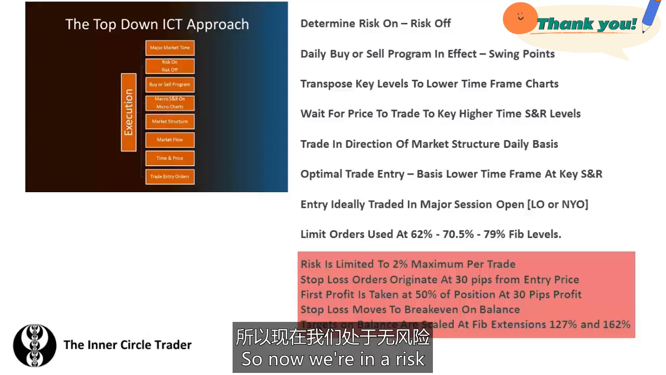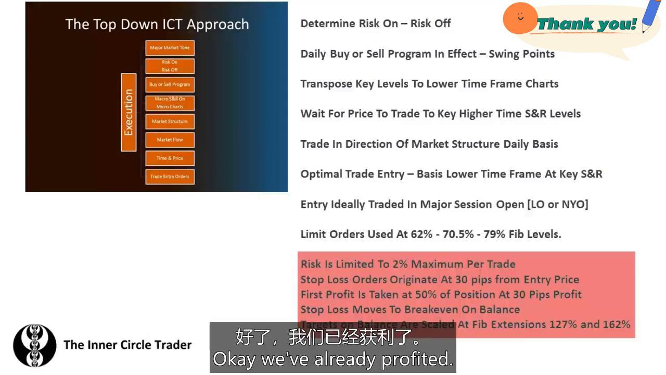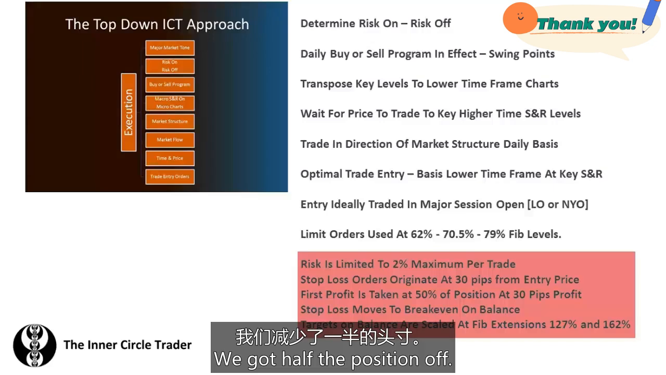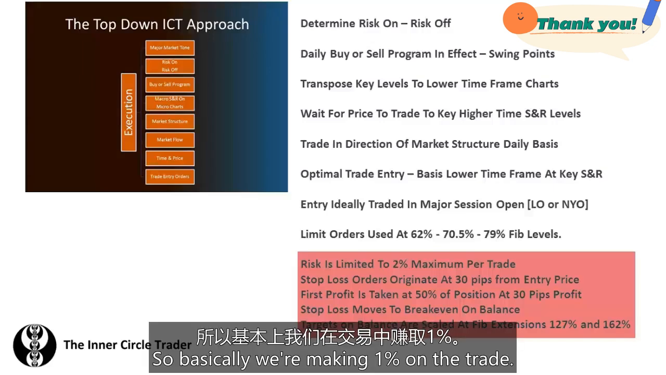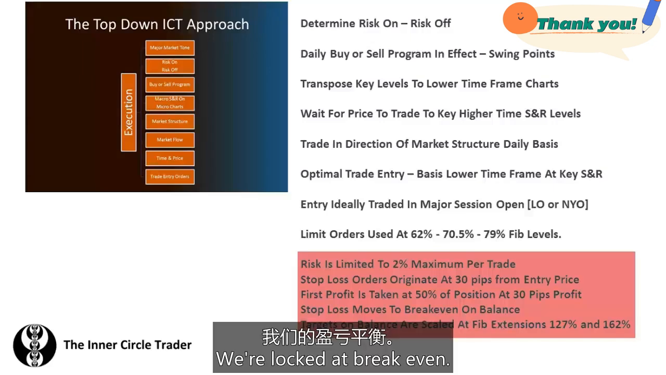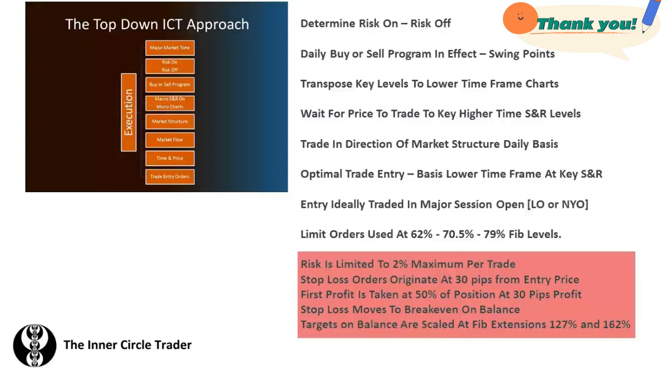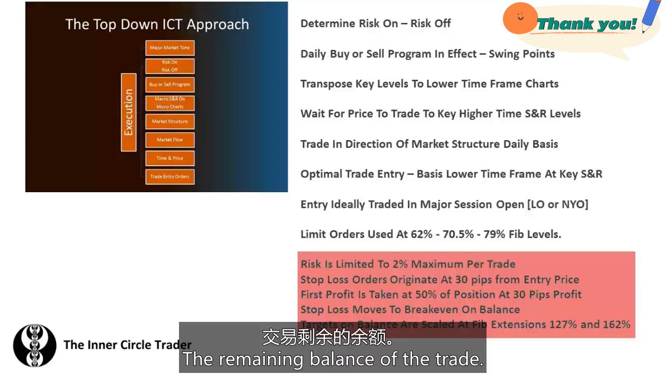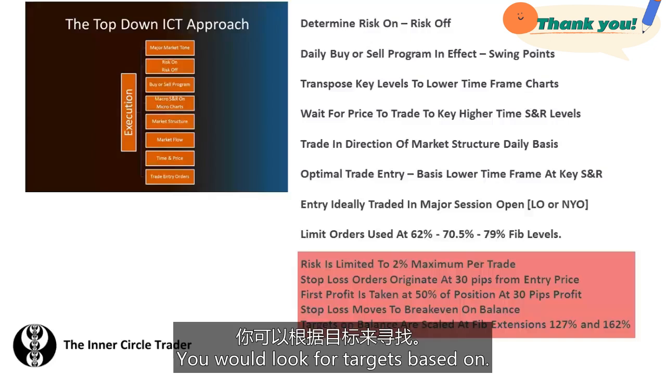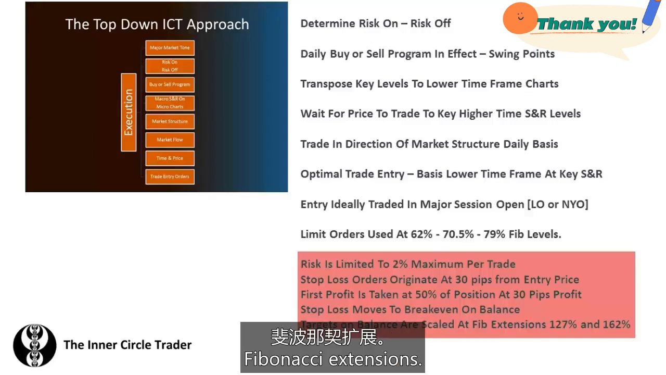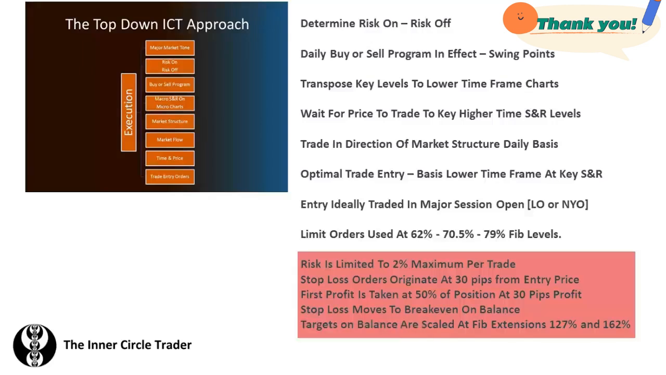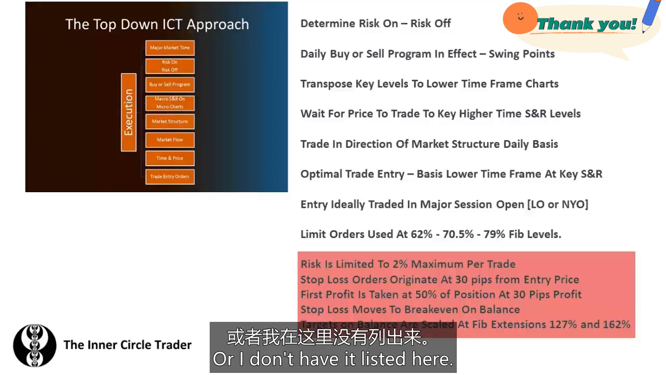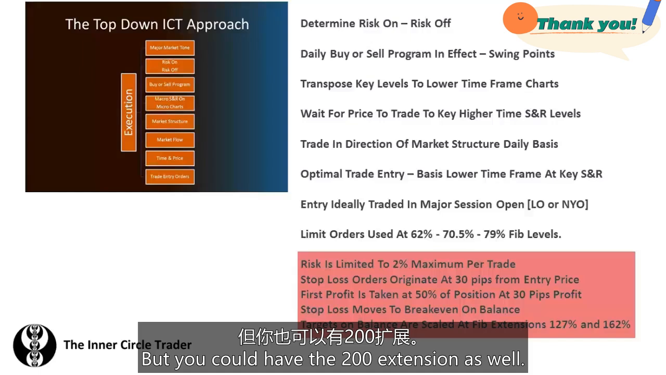Okay, so now we're in a risk-free scenario. We've already profited, we got half the position off, so basically we're making 1% on the trade. We're locked at break even. We cannot lose anything. We've already made and booked 1% profit. For the remaining balance of the trade, you would look for targets based on Fibonacci extensions, 127 extension and 162 extension. Or I don't have it listed here, but you can have the 200 extension as well.